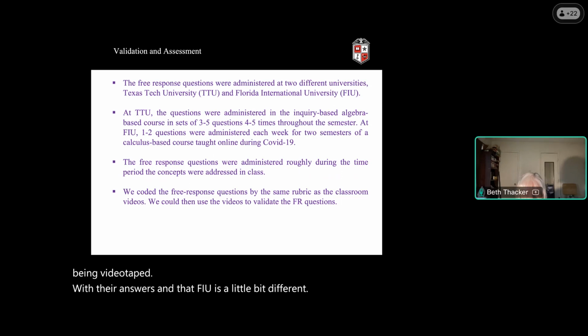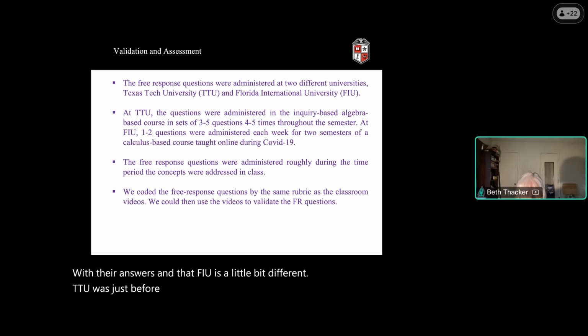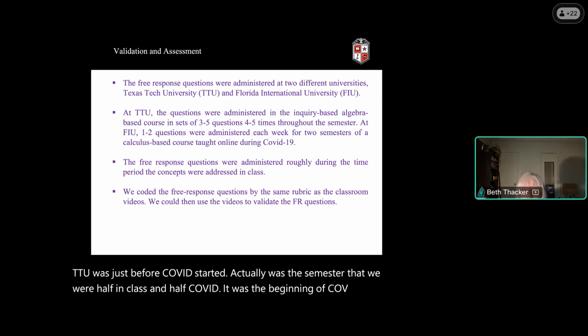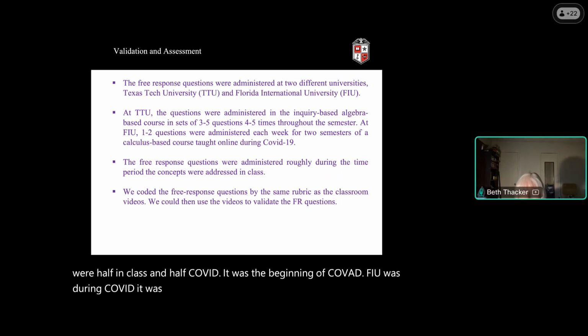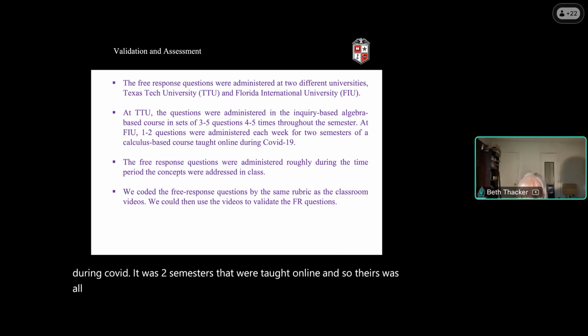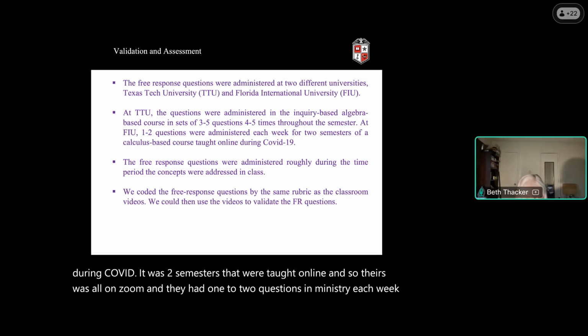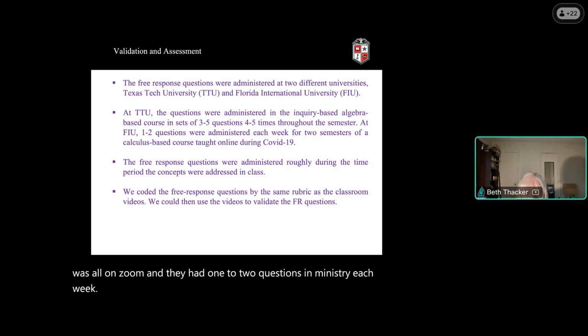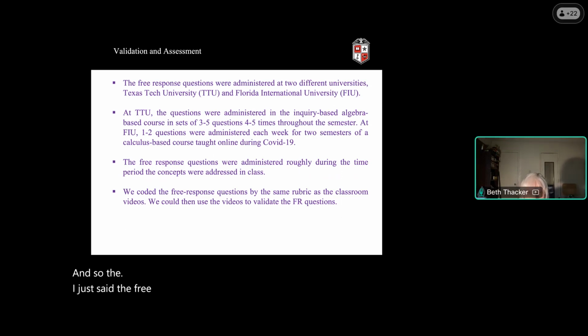TTU was just before COVID started, actually was the semester that we were half in class and half COVID. It was the beginning of COVID. FIU was during COVID. It was 2 semesters that were taught online. And so theirs was all on Zoom, and they had 1 to 2 questions administered each week. I just said the free response questions roughly at the same time they cover the concepts in class.